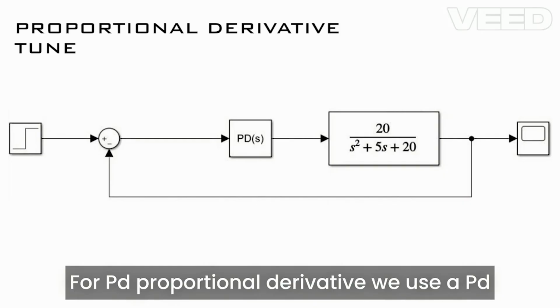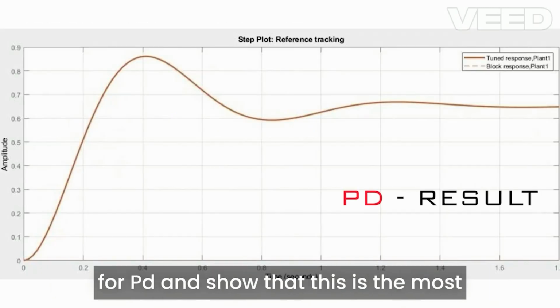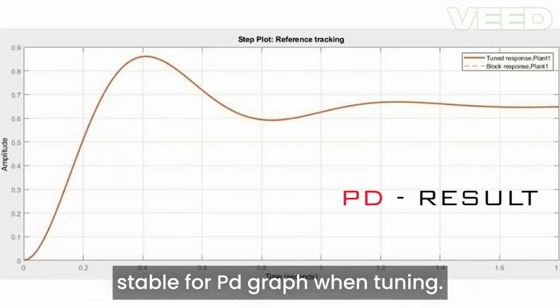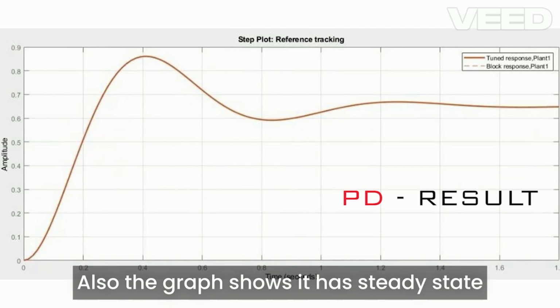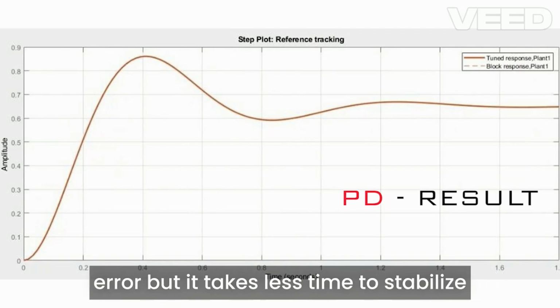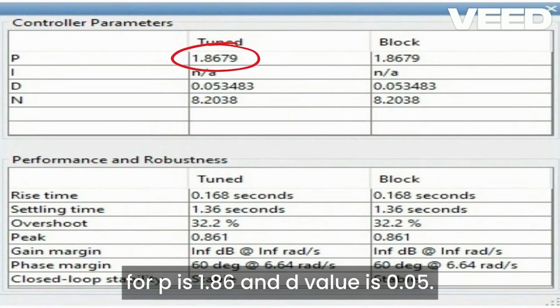For PD proportional derivative, we use a PD block diagram and tune it, which got results for PD and show that this is the most stable PD graph when tuning. Also the graph shows it has steady state error, but it takes less time to stabilize, which makes the tuning result P is 1.86 and D value is 0.05.